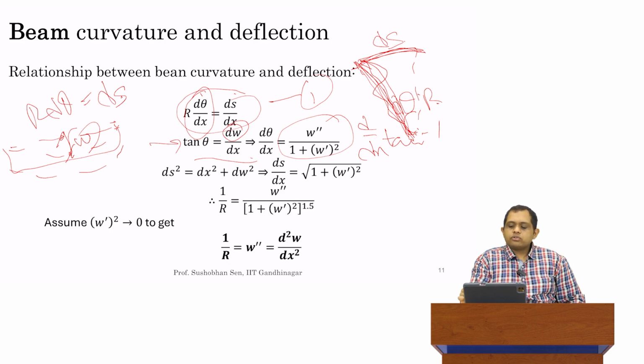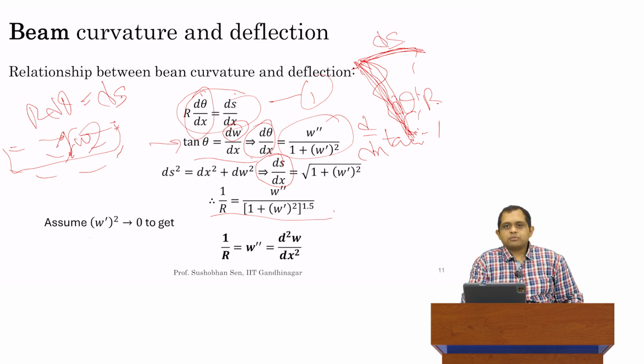Okay. Through this little triangle over here, we can also write that ds square is equal to dx square plus dw square. This is just Pythagoras theorem. Rearranging this slightly, we can divide both sides by dx square, and we basically get ds over dx is square root of 1 plus w prime square. So we now have an expression for ds over dx and an expression for d theta over dx. Both are in terms of w, the transverse displacement. We substitute into equation 1 and we get this term over here: 1 over r is w double prime divided by 1 plus w prime square, the whole thing raised to the power of 1.5.